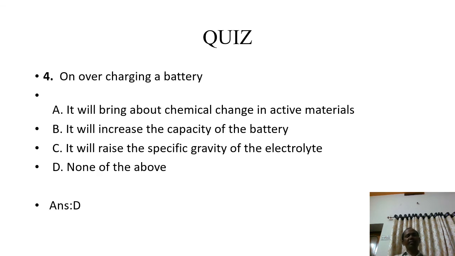Next, another question, all of you listen. On overcharging a battery, of the given choices, which one is correct? Can any one of you answer this question? A. It will bring about chemical change in active materials. B. It will increase the capacity of the battery. C. It will raise the specific gravity of the electrolyte. D. None of the above. Which one is the correct answer?